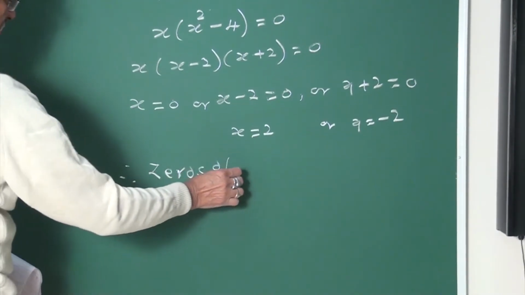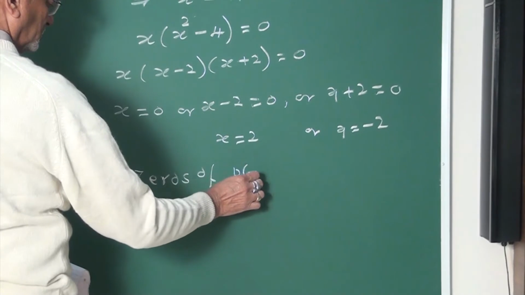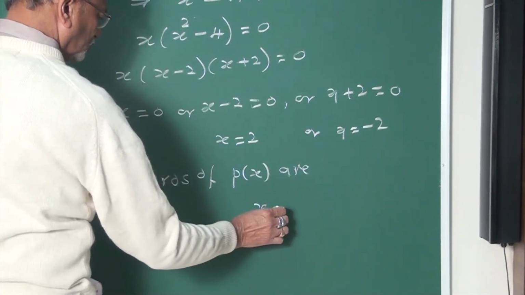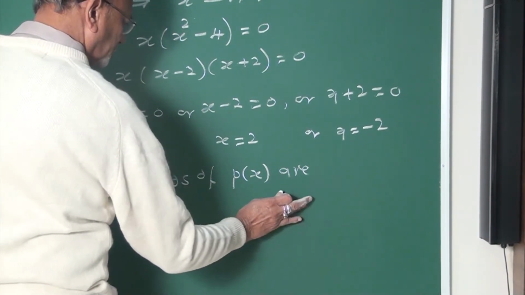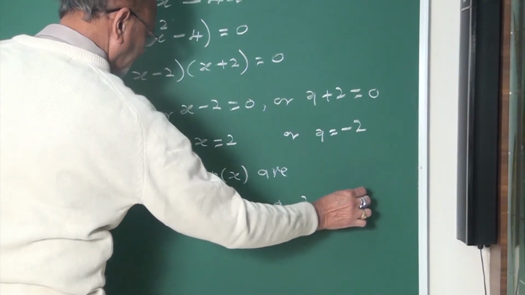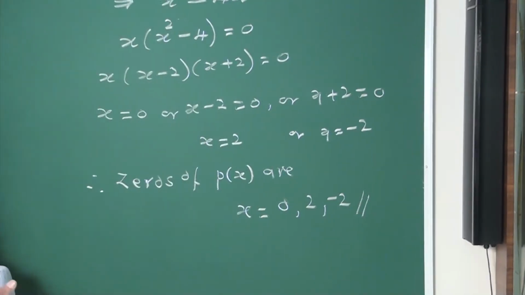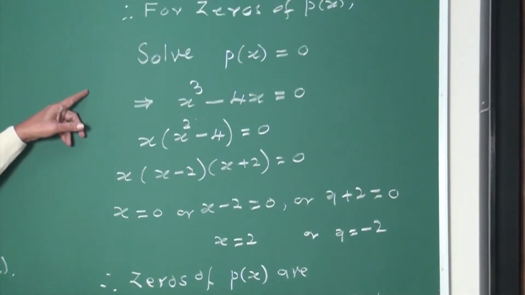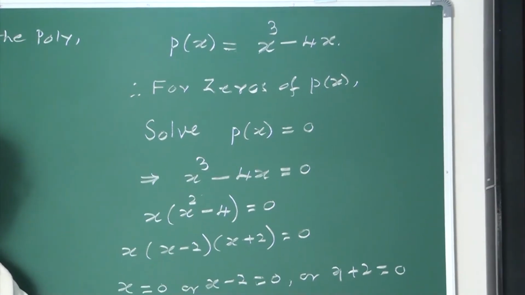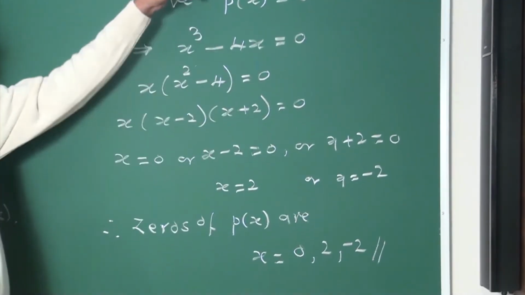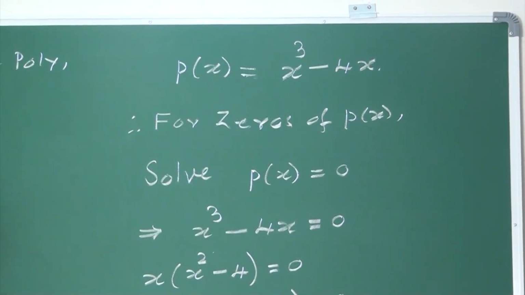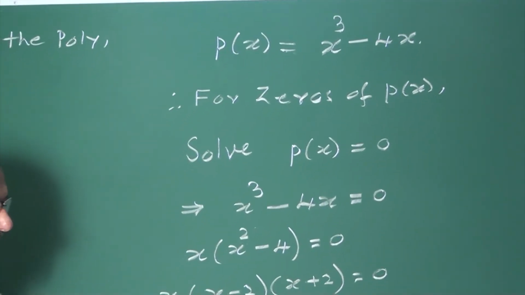Zeros of p(x) are x equal to 0, 2, and minus 2. These are three zeros of the given polynomial p(x). My friends, once again I repeat it. How many zeros? Three zeros, equal to the degree of the polynomial. What is the degree of the polynomial? 3. At most 3 zeros, my friends.